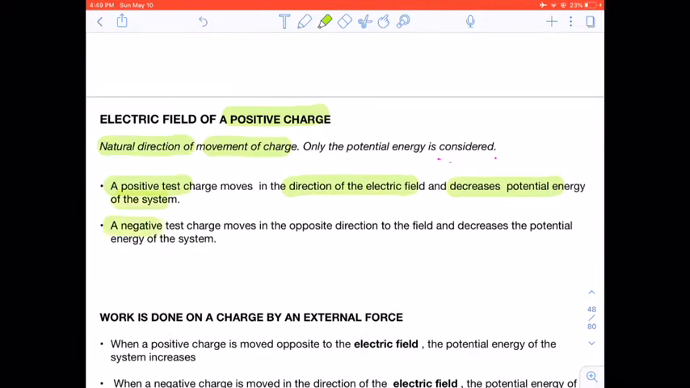If we have a negative charge or test charge, and this moves in the opposite direction to the field, right, and if it's moving in the opposite direction to the field, what happens? The potential energy also decreases. Alright.